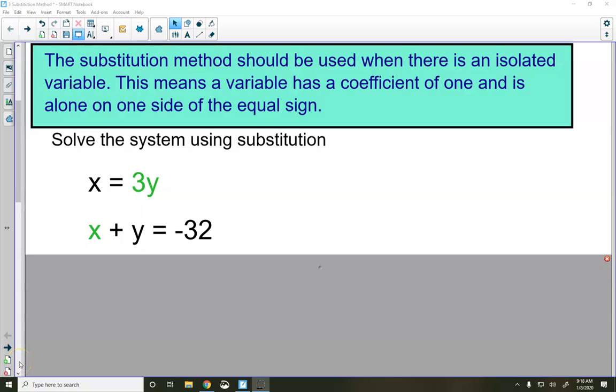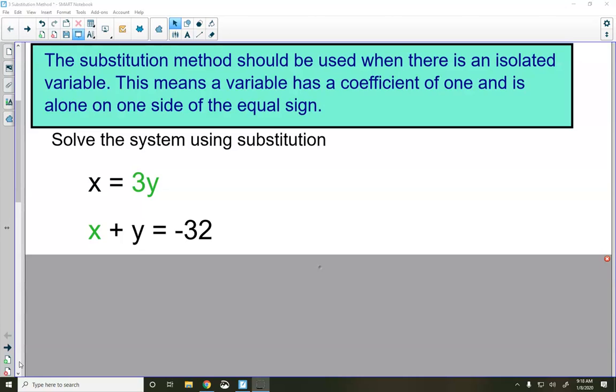The substitution method should be used when there's an isolated variable. This means a variable has a coefficient of 1 and is alone on one side of the equal sign. We talked about systems of equations. This is a second method used to solve a system of equations. So we're going to solve this system using substitution.